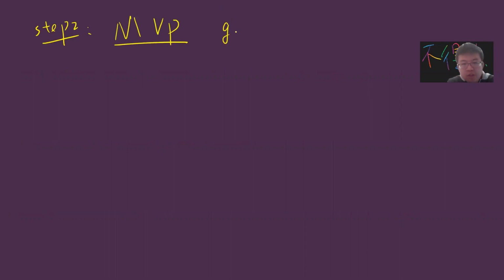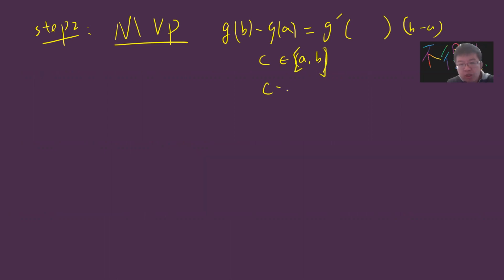Okay, so step 2. Step 2 is the mean value theorem. Remember that if somebody gives you g of b minus g of a, there exists a g prime of c, where c belongs to (a, b). So I can write c as a plus theta times (b minus a), where theta will be something between 0 and 1. So it's a plus theta (b minus a).